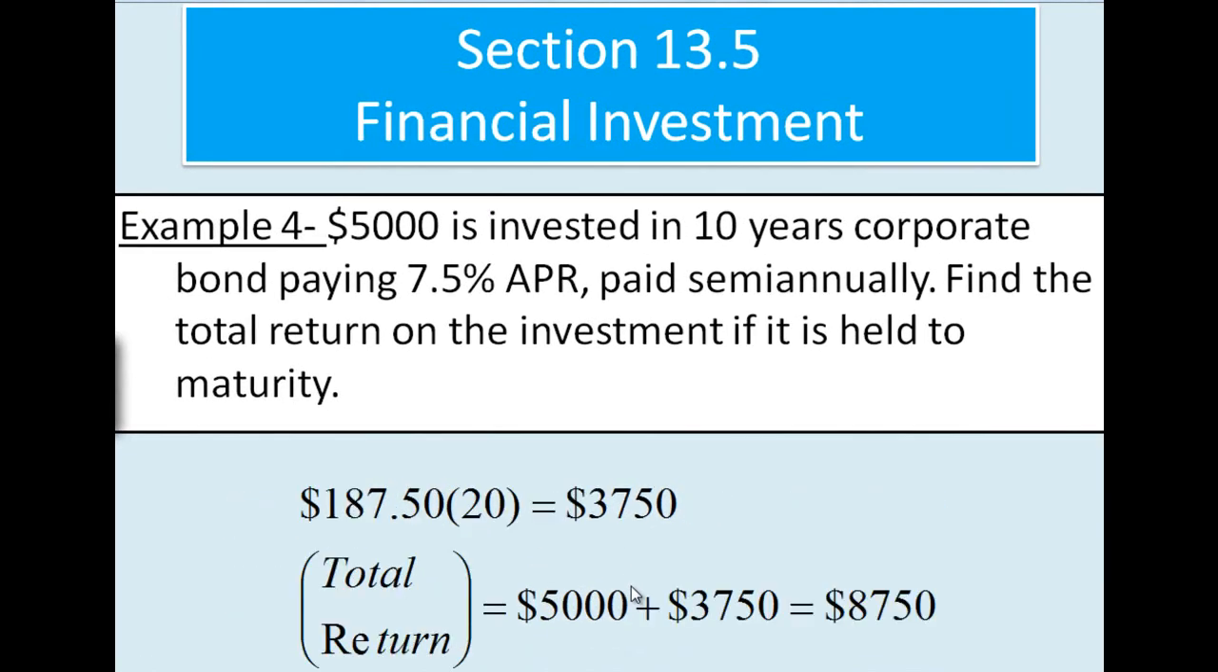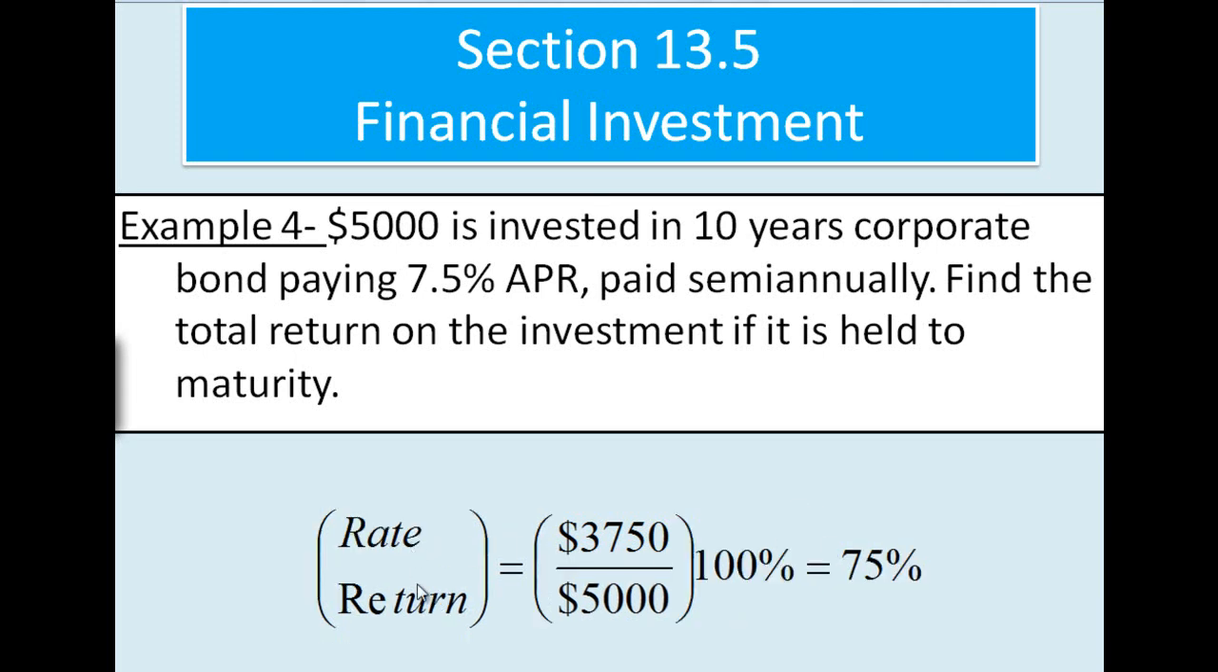Now, multiply by 20, because we have 20 payment periods, the total interest is $3,750. Plus the original $5,000, the total revenue is $8,750.